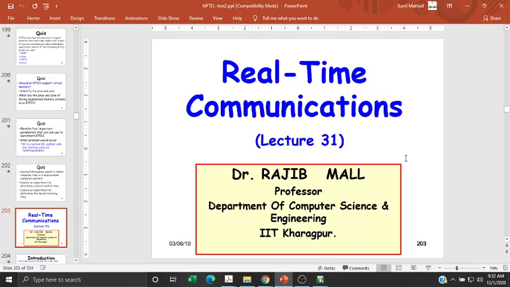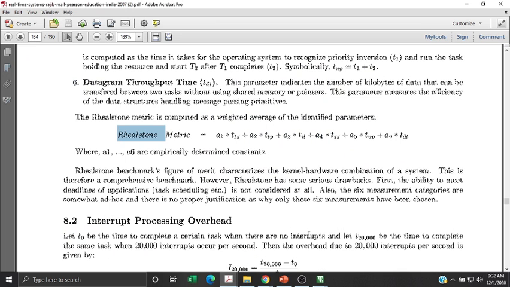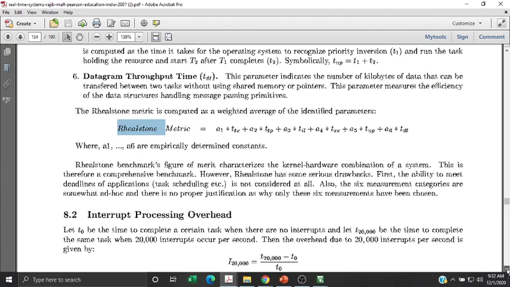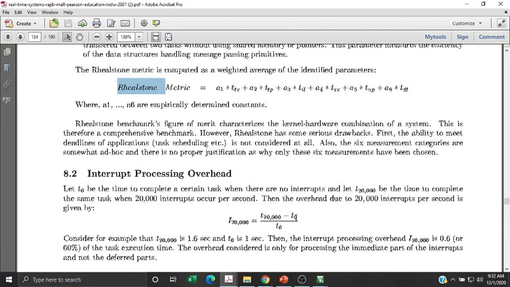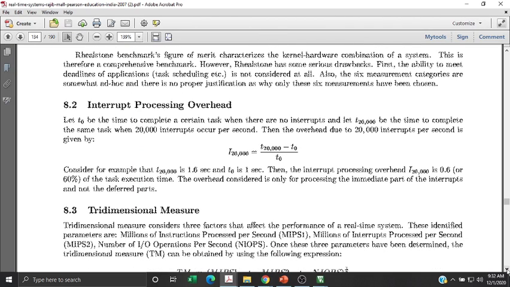Before we go to the next chapter on real-time communications, I just want to finish off whatever is left with respect to the current chapter. What we are left with is interrupt processing overhead. We have covered it already. T0 is the processing time of that particular task without interrupts. T20,000 is the time within 1 second with 20,000 interrupts, and it is taking somewhere around 1.6 versus 1, so 60% additional time. So there is 60% overhead with respect to that.